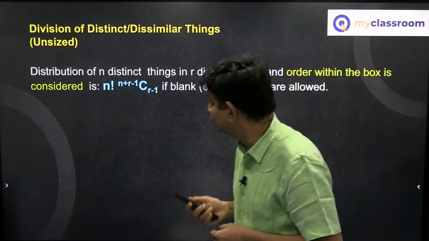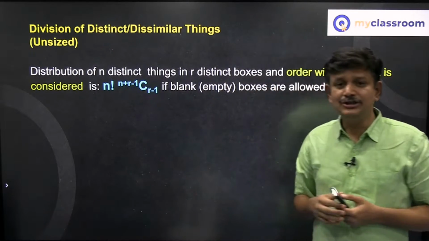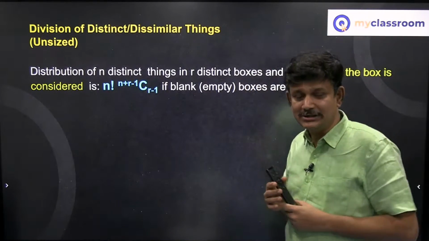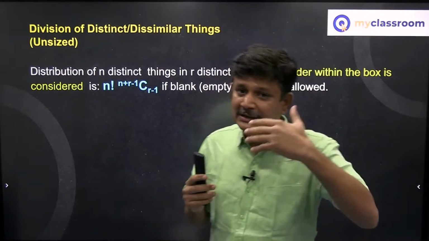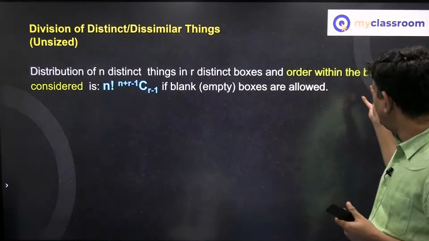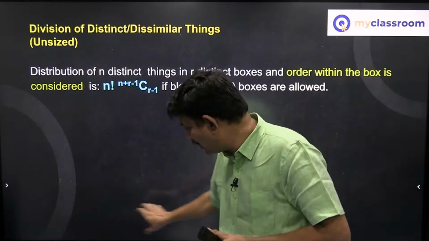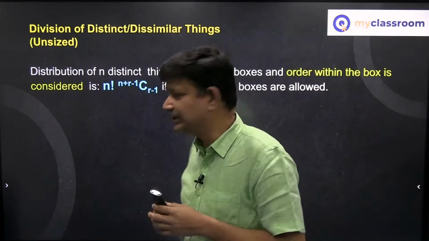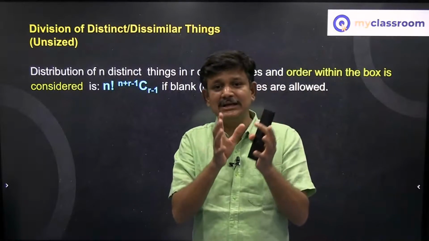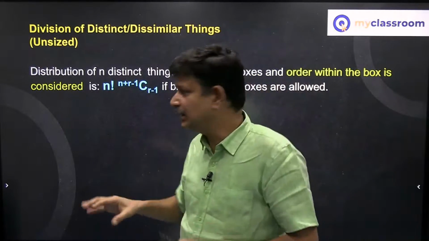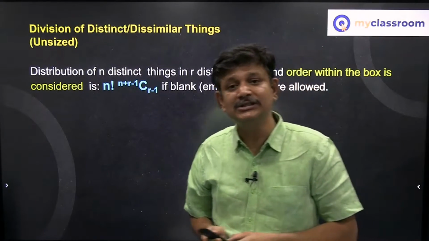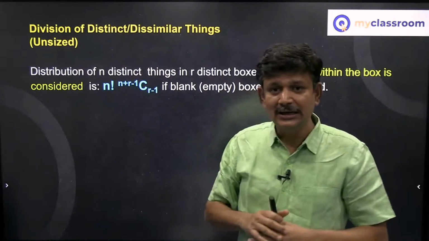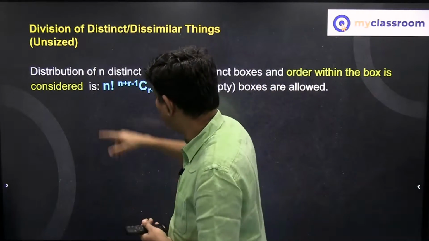Another category of question is the distribution of n distinct things into r distinct boxes. Boxes are also different, things are also different, but order within the box is considered. That was the last category which we have put in the slide. Order within the box is also important. So first we decide which box is getting how many, in n plus r minus 1 C r minus 1 ways, and then we permute all the things in these particular places. In how many ways? N factorial.